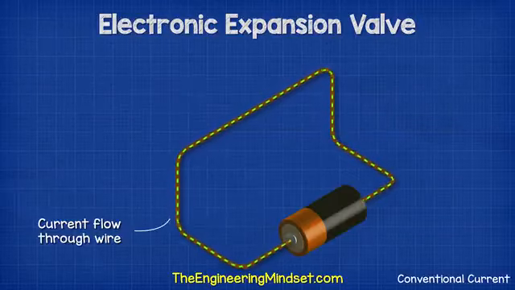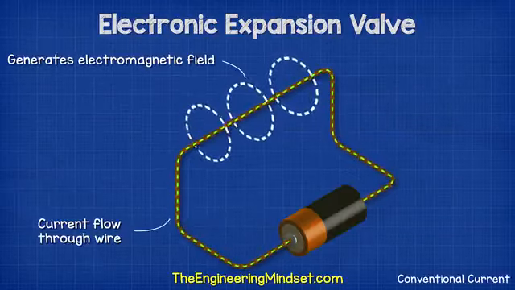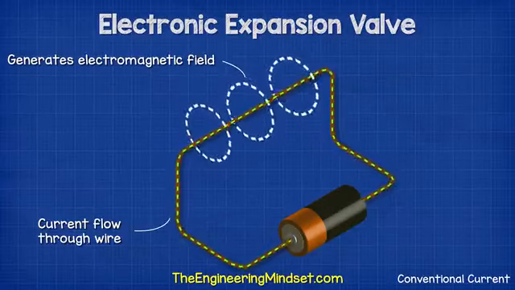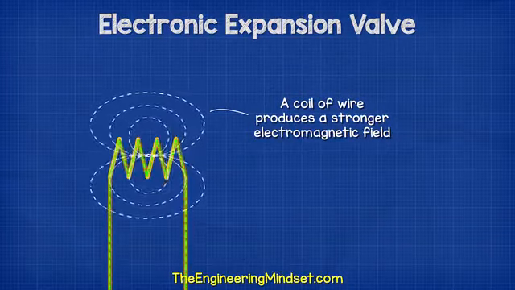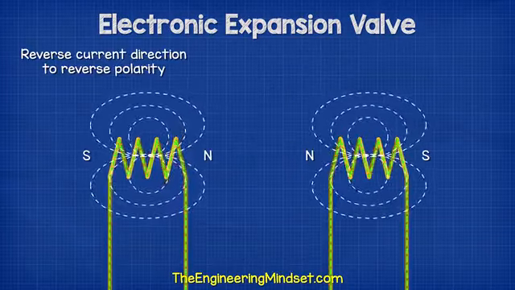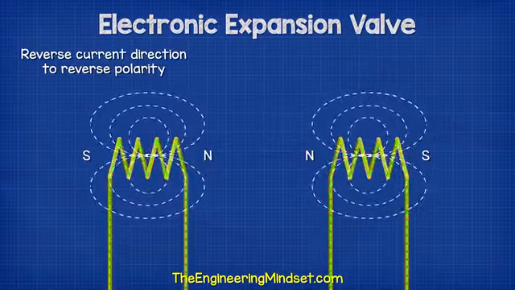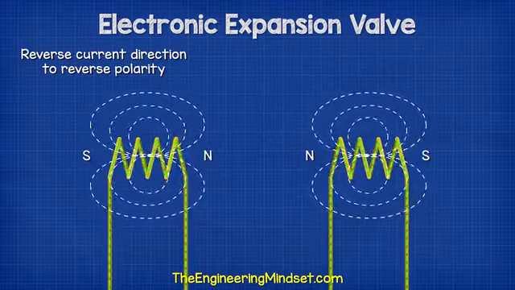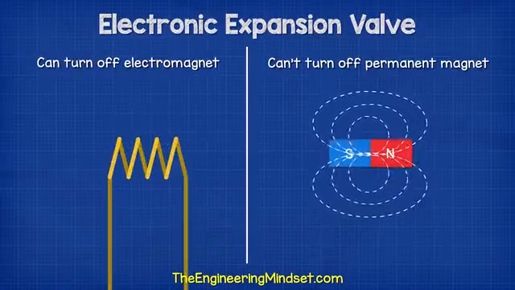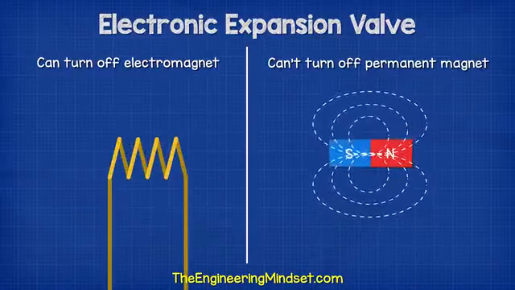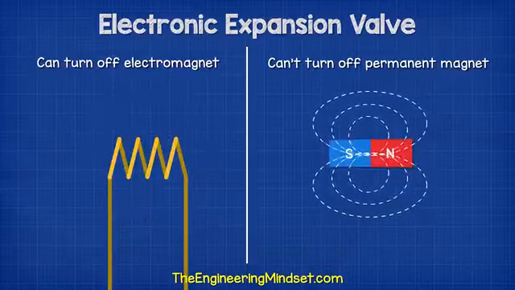When we pass electrical current through a wire, it creates an electromagnetic field. If we wrap the wire into a coil, it creates a larger, stronger magnetic field. So we can vary the polarity of the field by reversing the direction of current. We can turn the electromagnetic field of the coil off simply by switching the power off. But a permanent magnet is always on.